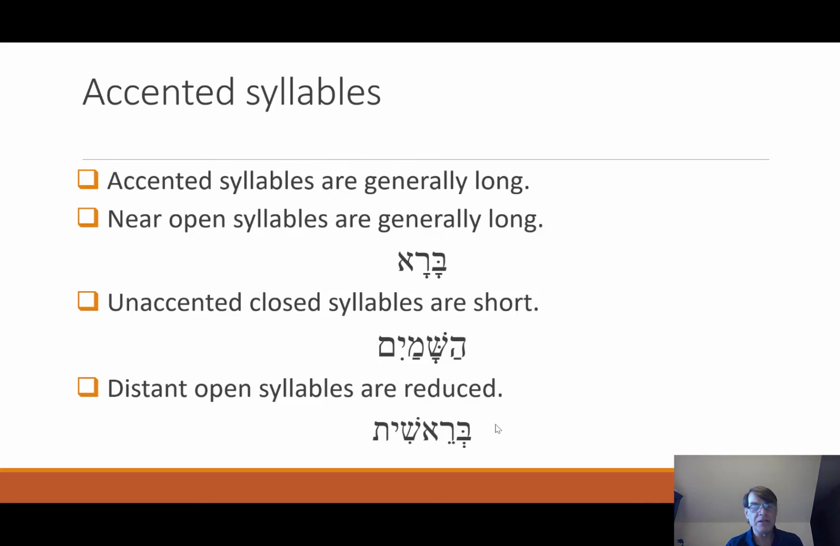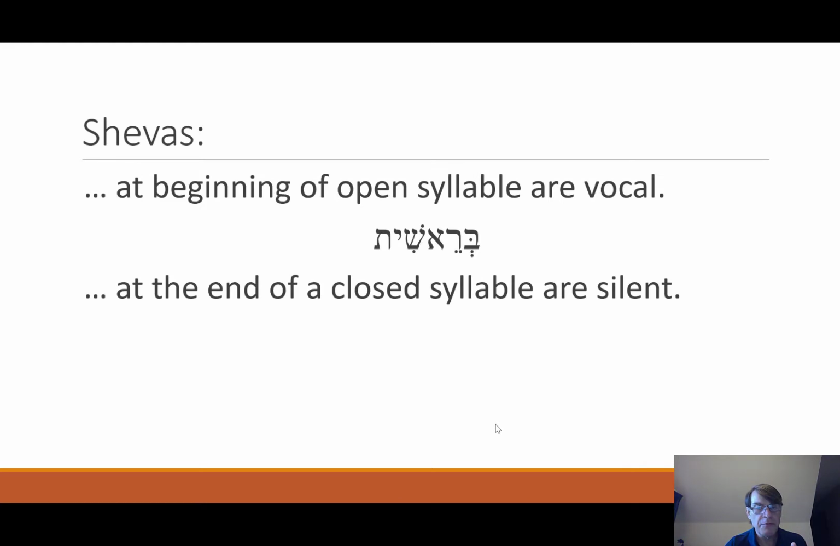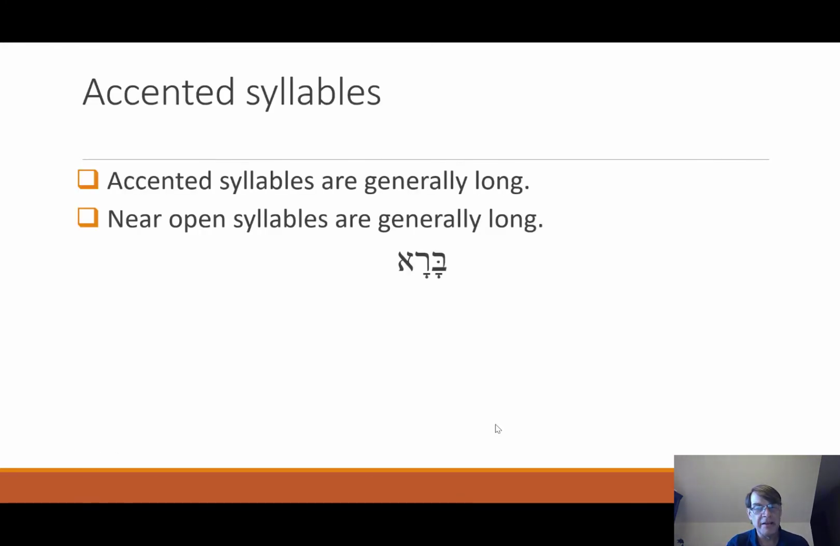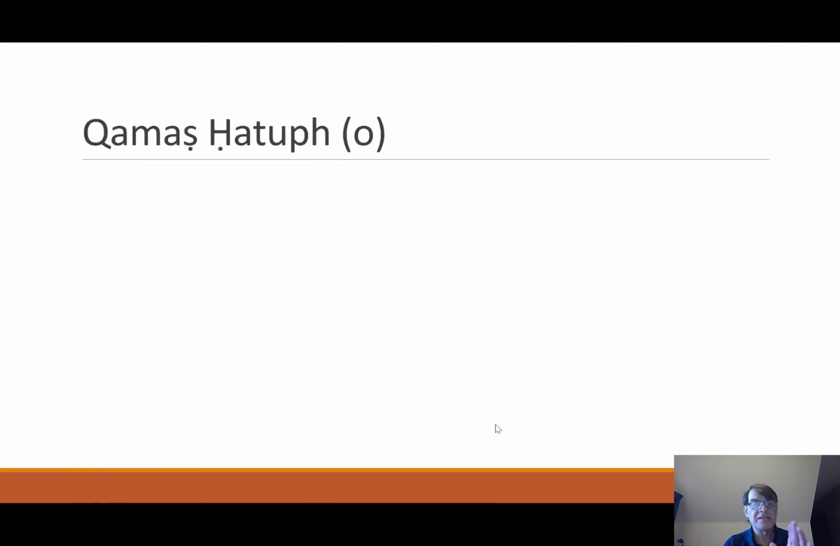If you just want to have a basic understanding, what do you need to know from this video? What you need to know is that at the beginning of an open syllable, a Sheva is vocal. At the end of a closed syllable, a Sheva is silent. This syllable is closed. I have one more slide if you can bear it. This one is slightly more important than the previous slide.